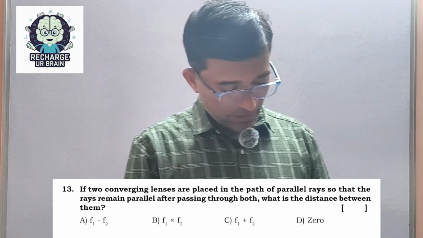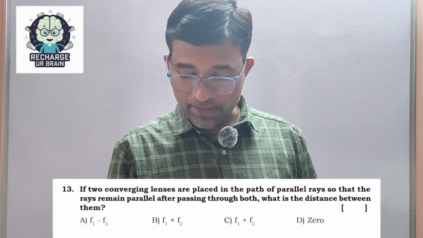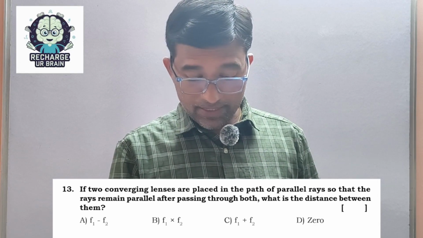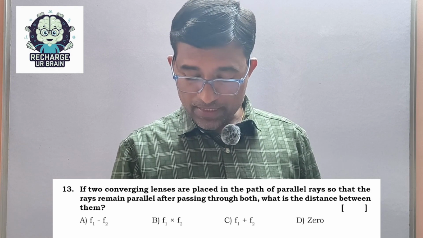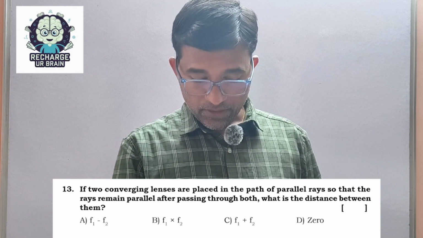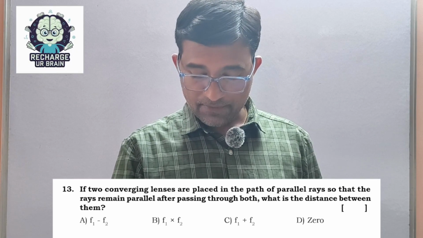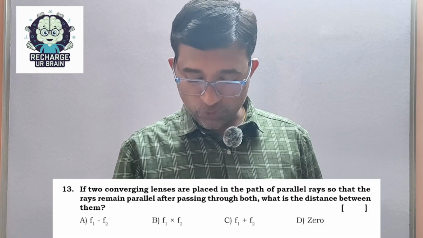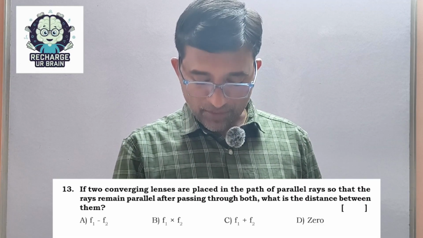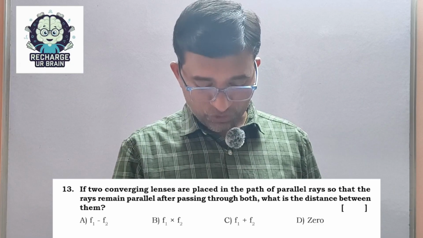And next 13th one we have is, if two converging lenses are placed in the path of parallel rays so that the rays remain parallel after passing through both, what is the distance between them? I will repeat, if two converging lenses are placed in the path of parallel rays so that the rays remain parallel after passing through both, what is the distance between them? And for 13th one, the right option is C, F1 plus F2.